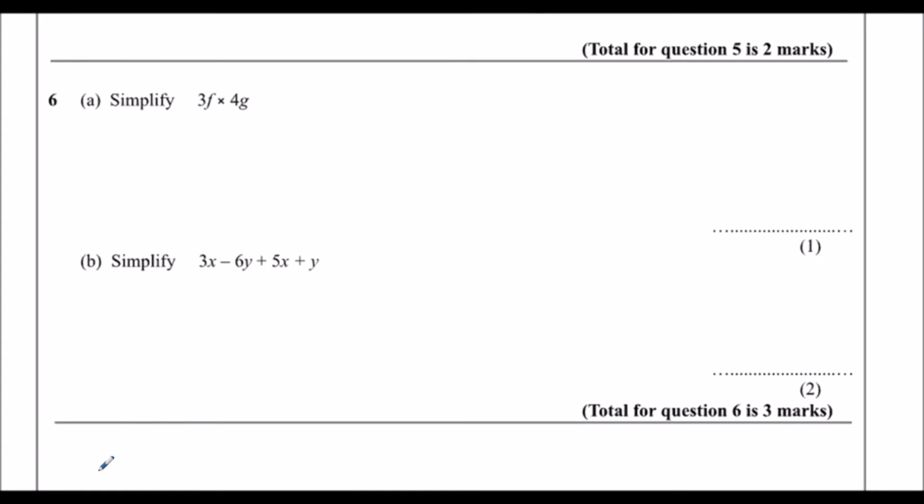Question 6. Simplify 3f times 4g. 3f means 3 times f. And 4g means 4 times g. We just don't write the times signs in algebra. So we can multiply the two numbers together. We can do 3 times 4, which is 12. And we've still got an f and a g, and we just write that as fg. We don't write the times signs, we just write 12fg.